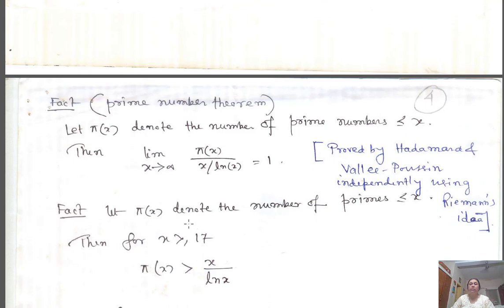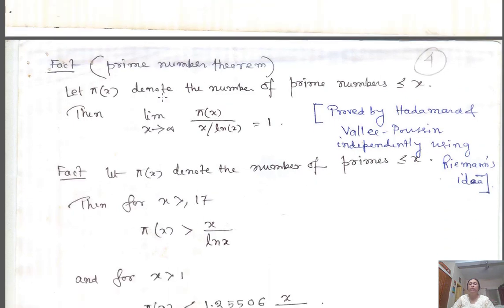Okay, so the prime number theorem. Maybe this one may be new for you. Suppose you count the number of primes less than or equal to x. Suppose pi(x) denotes that number, so pi(x) is the number of primes which are less than or equal to x. Then the limit as x tends to infinity of pi(x) divided by x/ln x equals 1. That means pi(x) can be approximated by x/ln x.